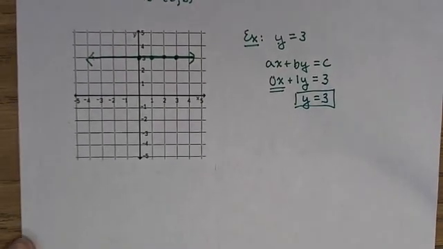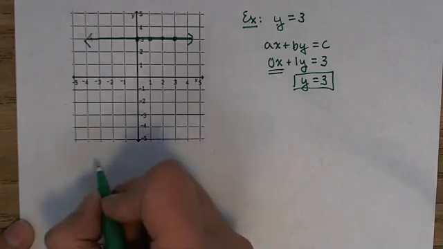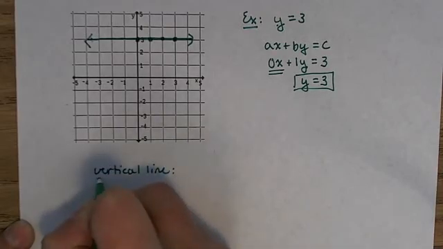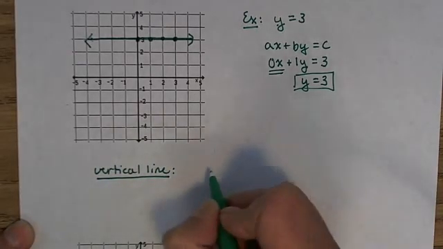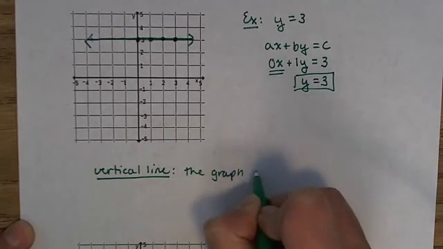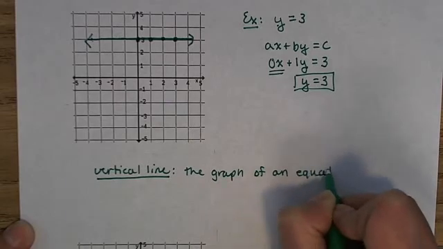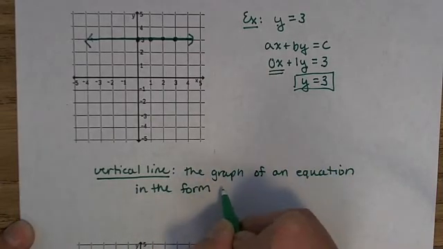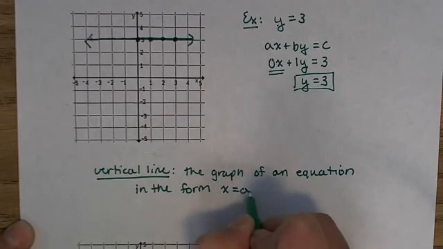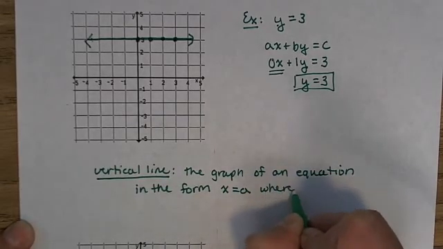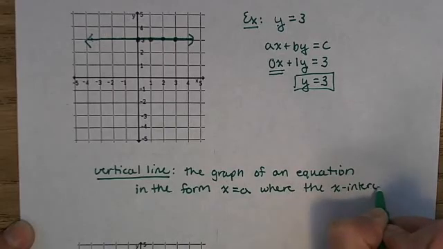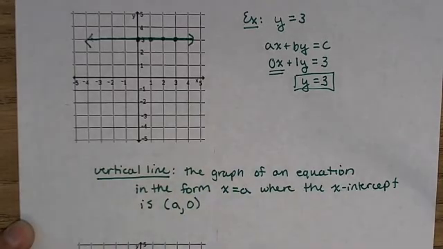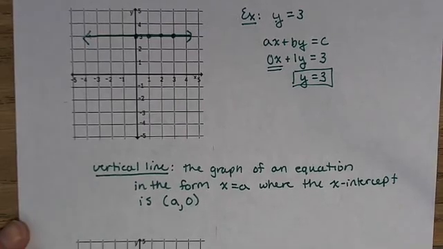All right, so our other special graph that we need to look at, of course, is the vertical line. A vertical line, very similar to the horizontal line in its definition, is the graph of an equation in the form, and here's where the difference comes in, x equals a, where the x-intercept is a, 0. And so we're now looking at a different kind of line.